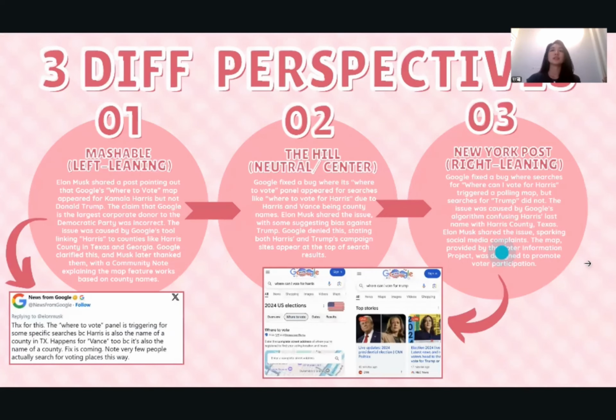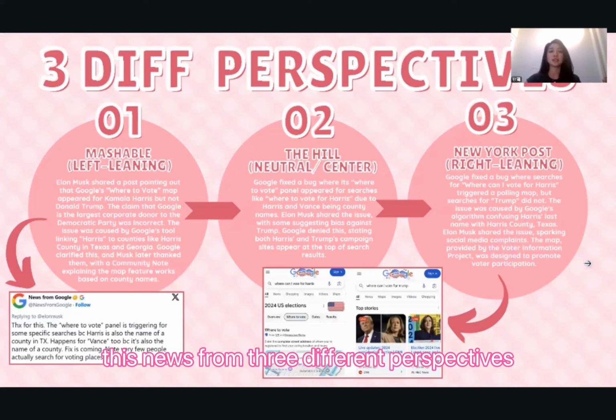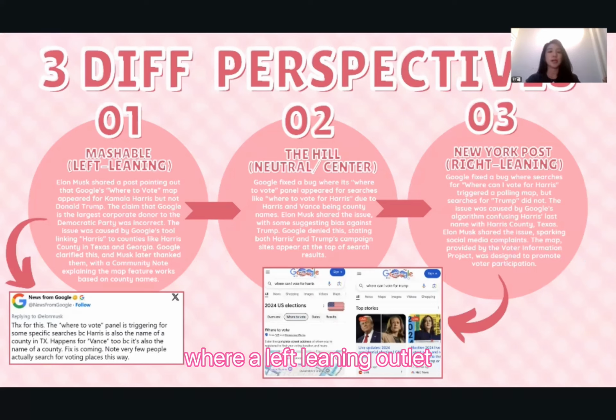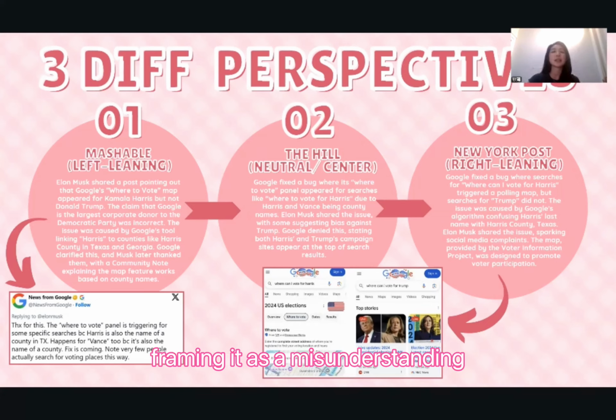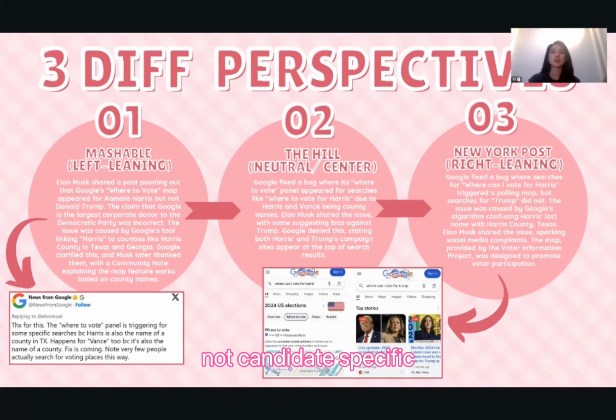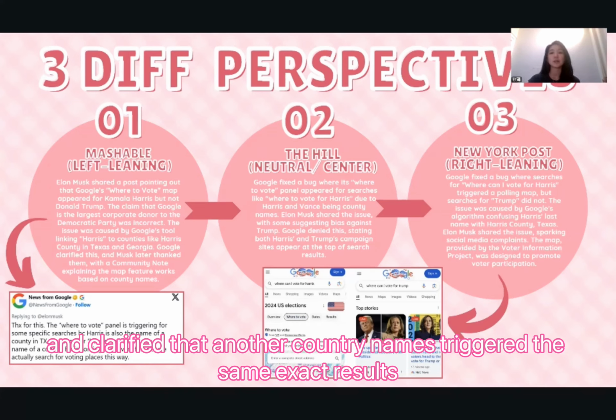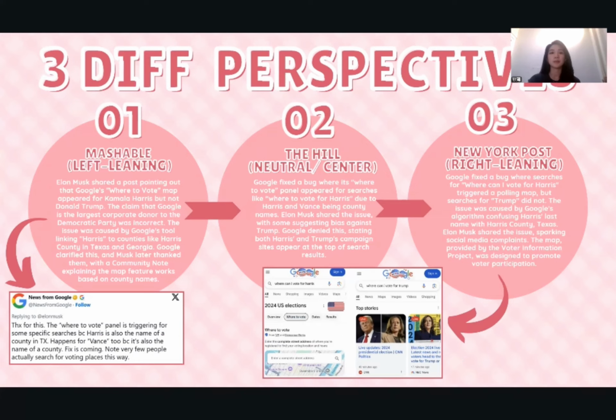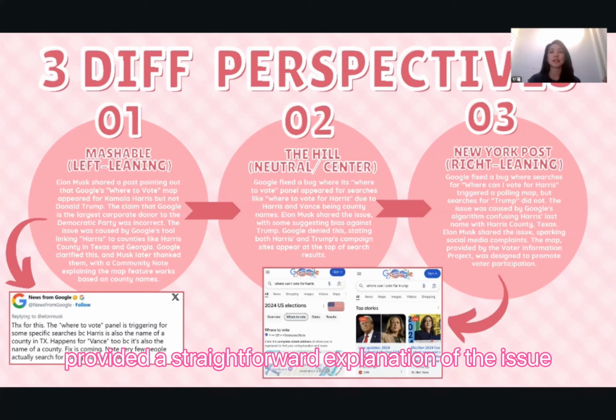So we are looking at this news from three different perspectives. First, Mashable, a left-leaning outlet, downplayed the issue, framing it as a misunderstanding. They explained that the search tool was county-based, not candidate-specific, and clarified that other county names triggered the same exact results.